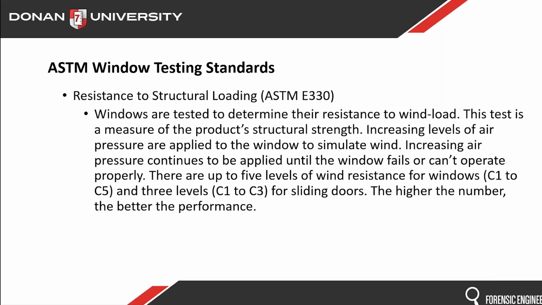Then we look at structural loading. So this has to do with wind loads. So they're tested to determine their resistance to the wind loads. This test is a measure of the product's structural strength. Increasing levels of air pressure are applied to the window to simulate wind, and increasing air pressure continues to be applied until the window fails or can't operate properly. And of course, they're given a rating from C1 to C5. The higher the number, the better the performance.